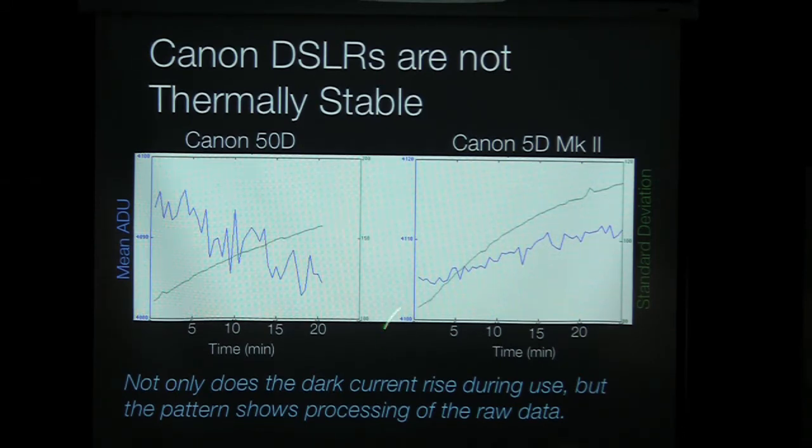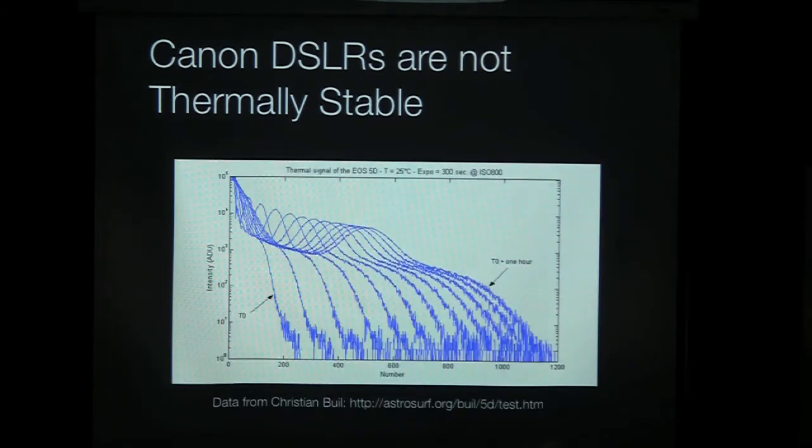I've seen it in almost all of the Canons here. We see the same kind of thing. This is the 5D Mark II. The 5D Mark II is the one that I've actually seen that does go up with time. I'm not the only one to have actually seen this. Again, this is Christian Buil's data.